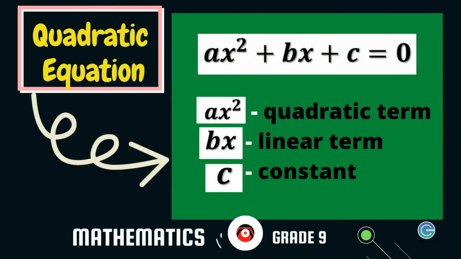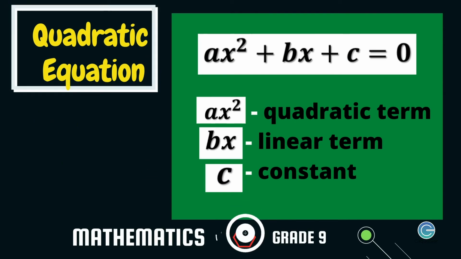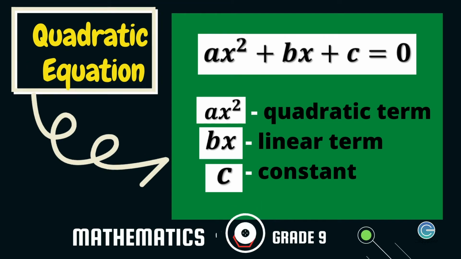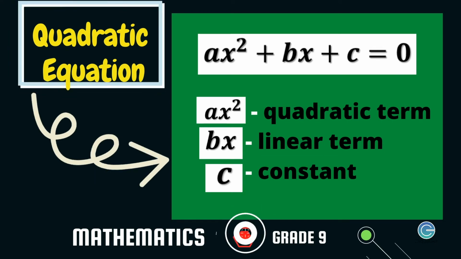Ax squared is the quadratic term, which is in second degree. Bx is the linear term, which is in the first degree, and c is the constant term. Constant term means a term with no variables. It is a fixed value.